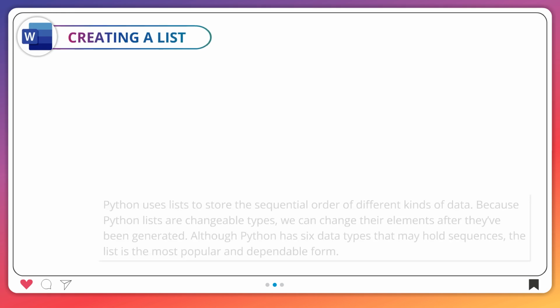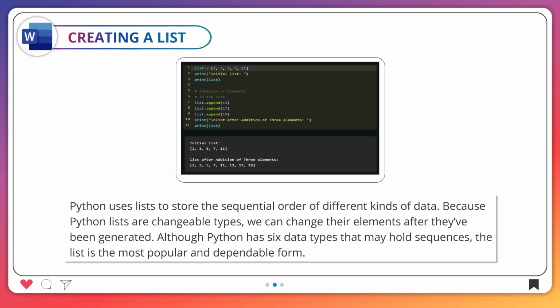Creating a list. Python uses lists to store the sequential order of different kinds of data. Because Python lists are changeable types, we can change their elements after they have been generated. Although Python has 6 data types that may hold sequences, the list is the most popular and dependable form.